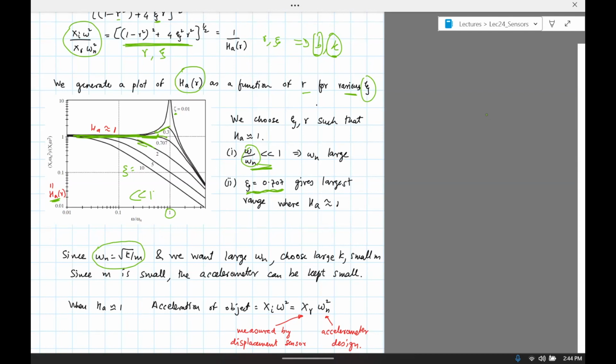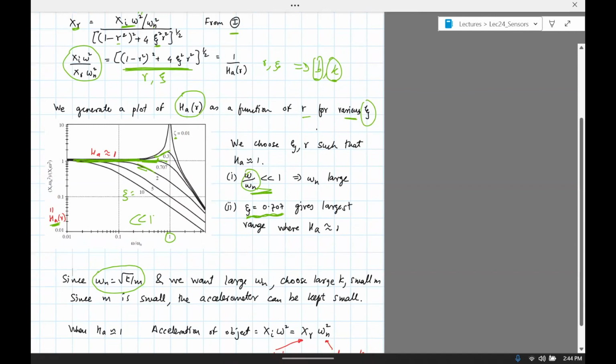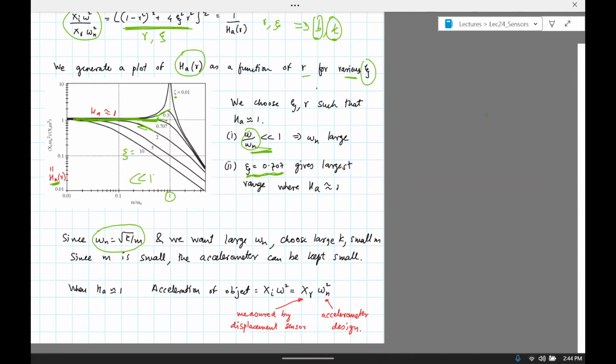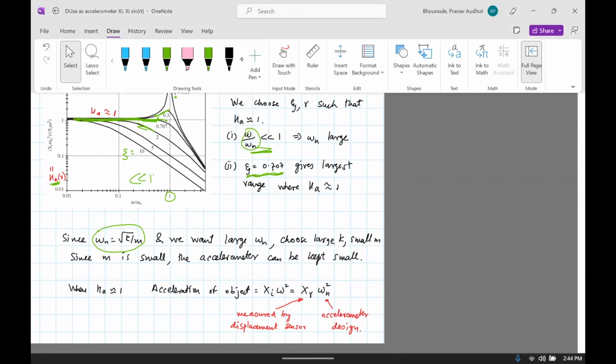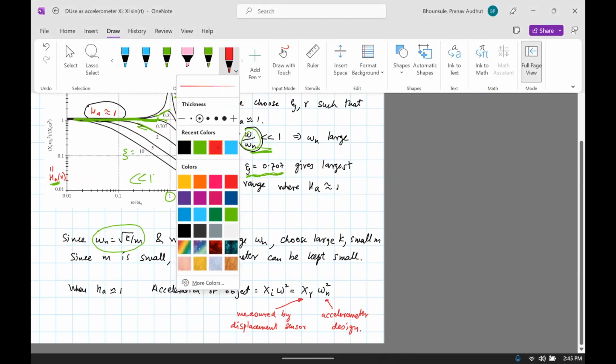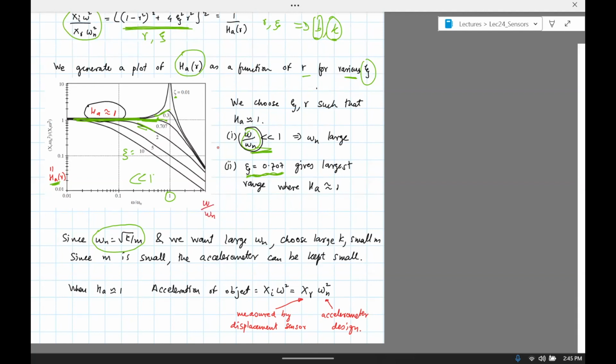So when HA is close to 1, as I said, omega divided by omega n is much less than 1. If omega divided by omega n is much less than 1, that means omega n is large. You can make this less than 1 by making omega n much, much larger than omega.